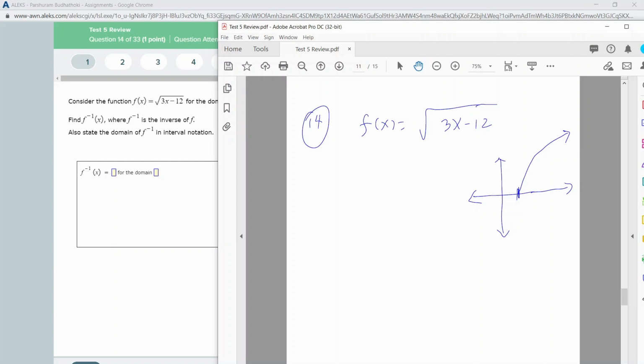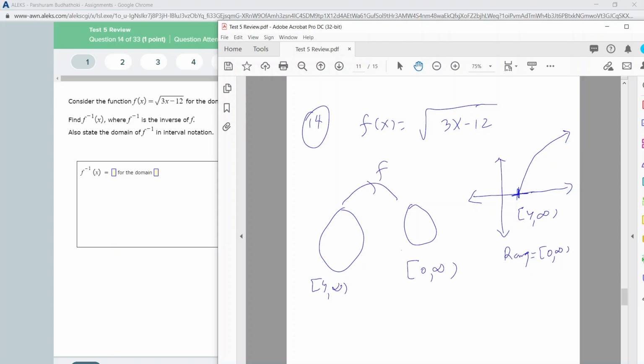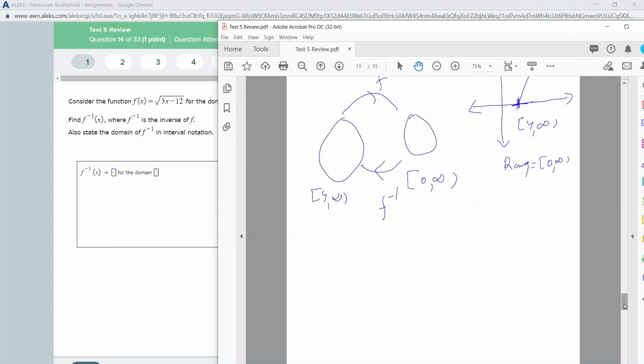You can see that the domain is from 4 to infinity, and range is from 0 to infinity. So for this function, the domain is from 4 to infinity and the range is from 0 to infinity. After finding the f inverse, the domain of f inverse would be 0 to infinity because it's just a switch. But how do you find the f inverse? First of all, write down that function as y and x. After that, just switch x and y.